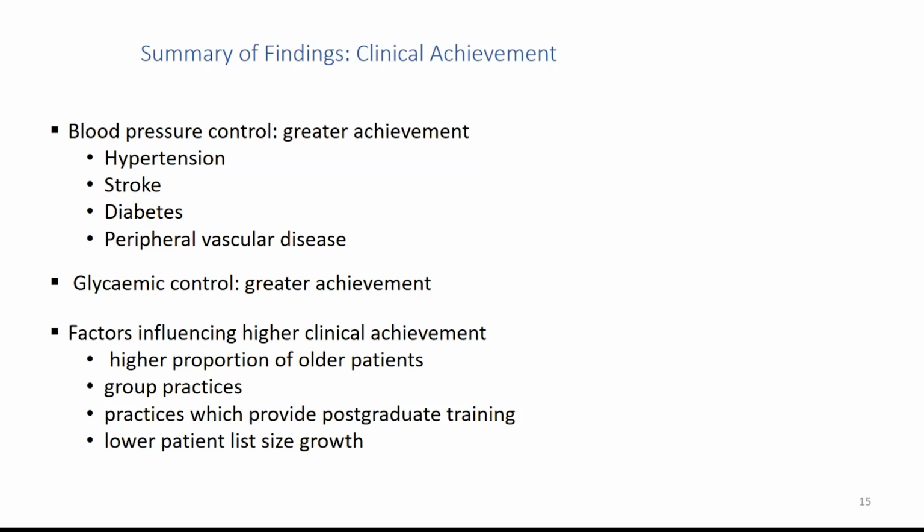And we don't only see it in postgraduate training practices, it's not just GP trainees, but we also have F1s and F2s, so junior doctors. And also lower patient size growth. So having less of this turnover was associated with higher achievement, because you're not having these new patients come in that disrupt your system. You sort of have the same patients, you know them each year, you're able to sort of meet those targets.